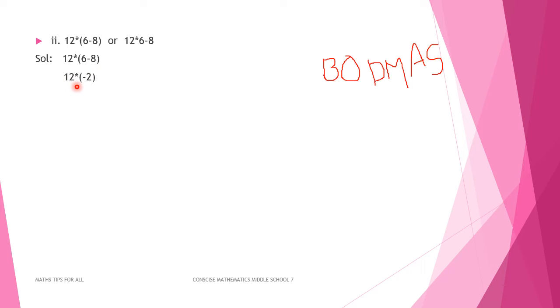12 into, here 6 is having a plus sign and 8 is having a minus sign. So you need to put the bigger sign first. Which number is having the bigger sign? 8 is a bigger number. 8 is having a minus sign. So you need to put the minus sign, the bigger sign symbol, and you have to subtract it, that is 2.